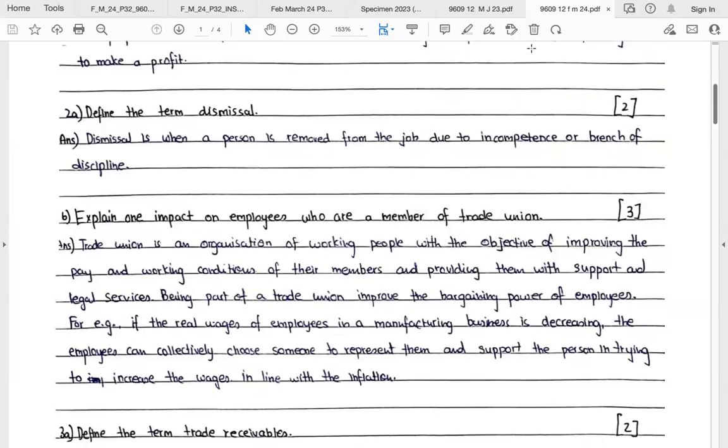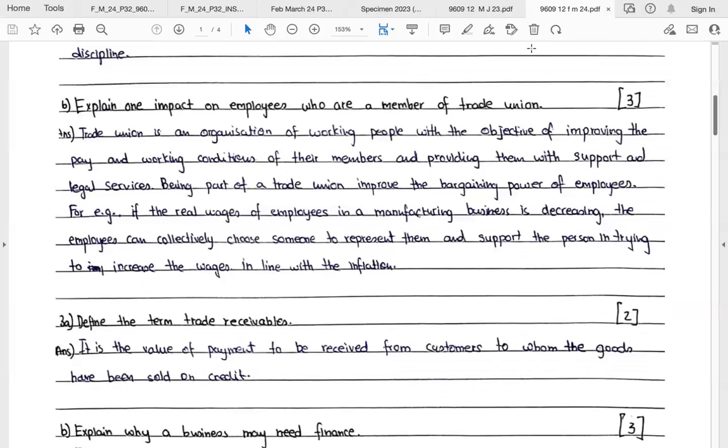Define the term dismissal. Dismissal is when a person is removed from the job due to incompetence or the breach of the discipline. Good definition. 2 out of 2 marks. Explain one impact on employees who are members of the trade union. Trade union is an organization of working people with the objective of improving the pay and working conditions of its members, providing them the support and legal services. Being part of a trade union improves the bargaining power of employees.